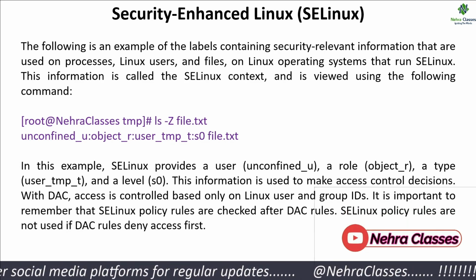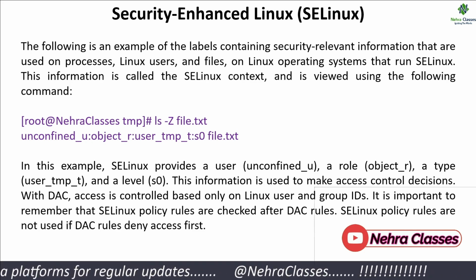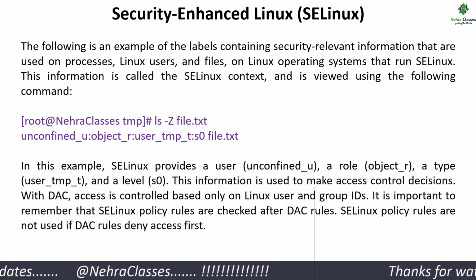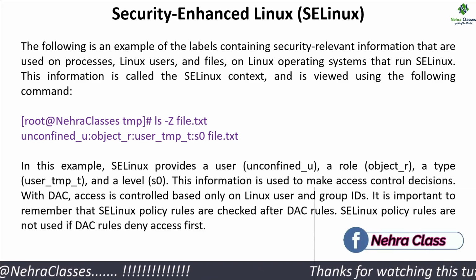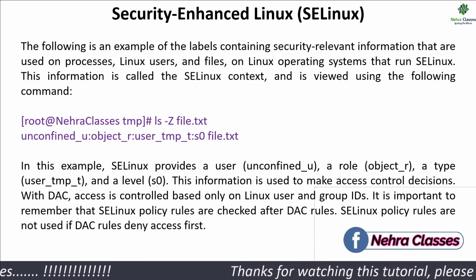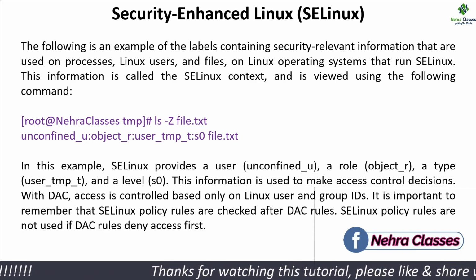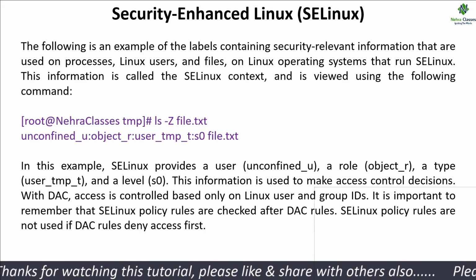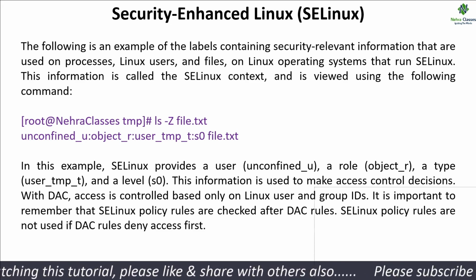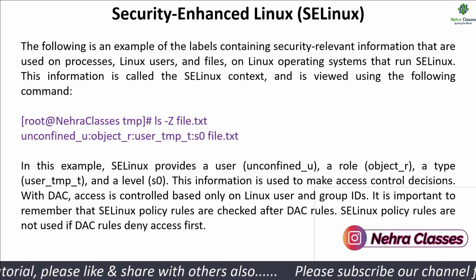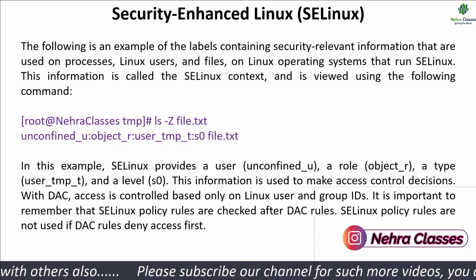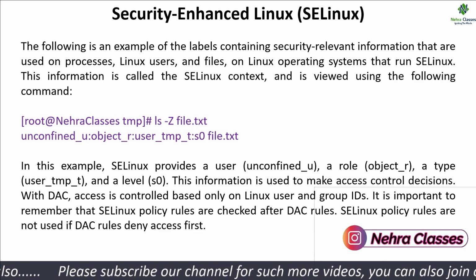In this example, SELinux provides a user which shows up as unconfined_u, a role which shows up as object_r, a type which shows up as user_tmp_t, and a label that shows up here as s0. And this information is used to make access control decisions.